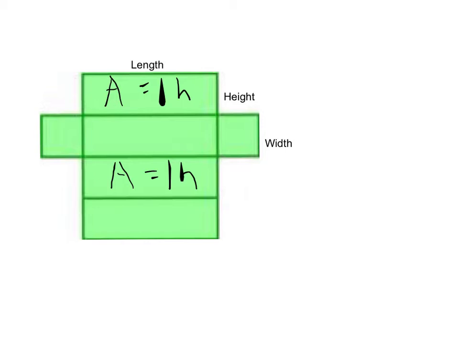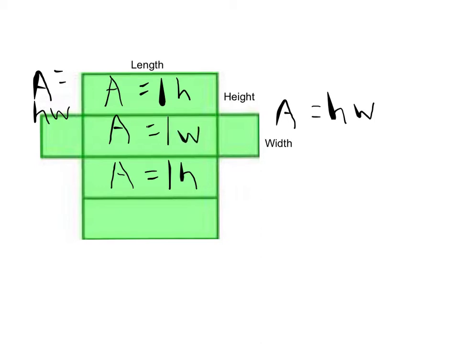The next one, which is right here, is going to be area equals the height times the width. And it's going to be the exact same over here. Area equals height times width. And the one in the middle is going to be area is equal to the length times the width, and down here length times the width as well.